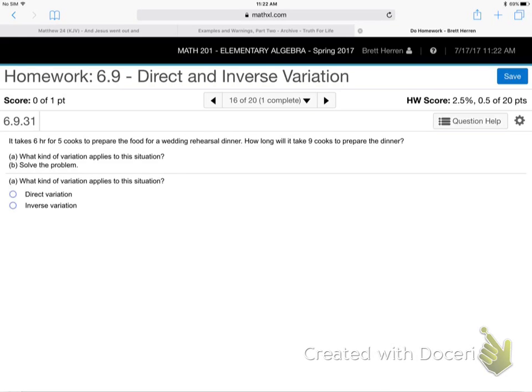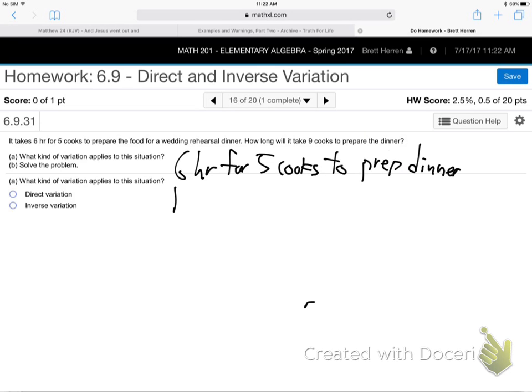Okay, so 6 hours for 5 cooks to prep the wedding rehearsal dinner. And how long for 9 cooks? So that's what they're asking.